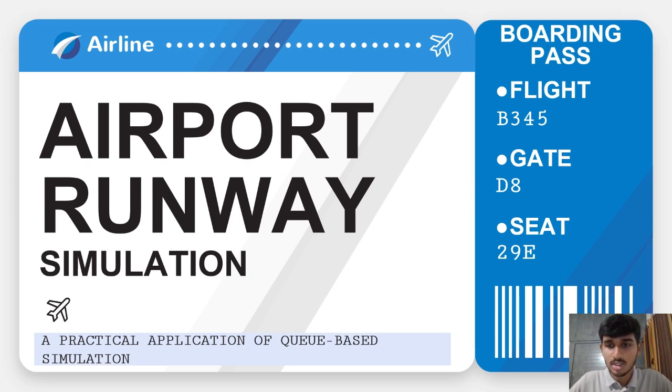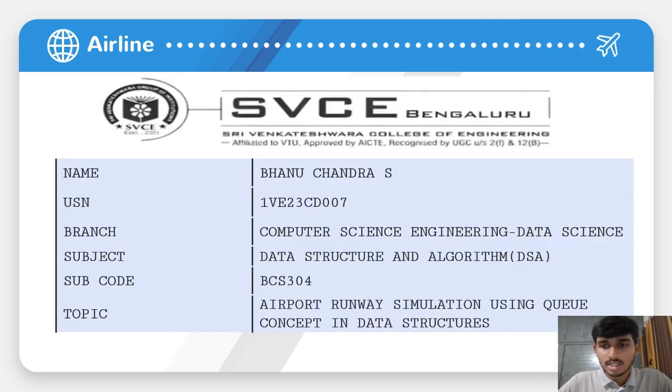My name is Bhanu Chandra and I'm studying in Sri Venkateshwara College of Engineering. I'm a second year student of engineering and my branch is computer science engineering with specialization of data science. My USN is 1VE23CD007 and today's subject is data structure and algorithms.